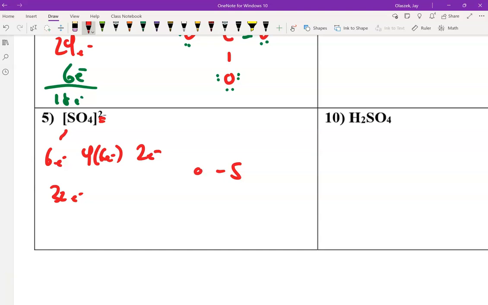We'll put the sulfur in the middle. Put an oxygen, there are 4 of them, nice and neat, nice and simple. We've used up 8 electrons in the bonding. That leaves us with 24. Where are we going to put these 24 electrons?